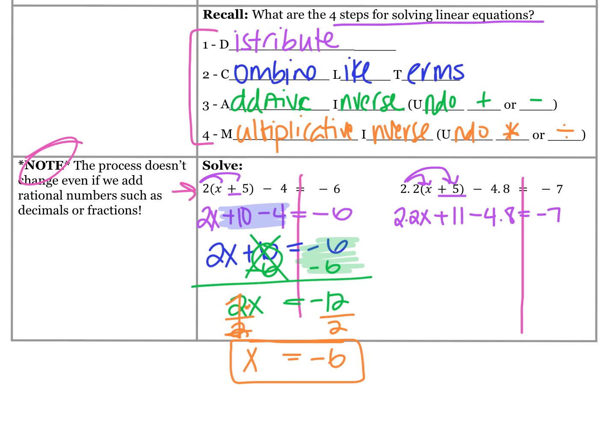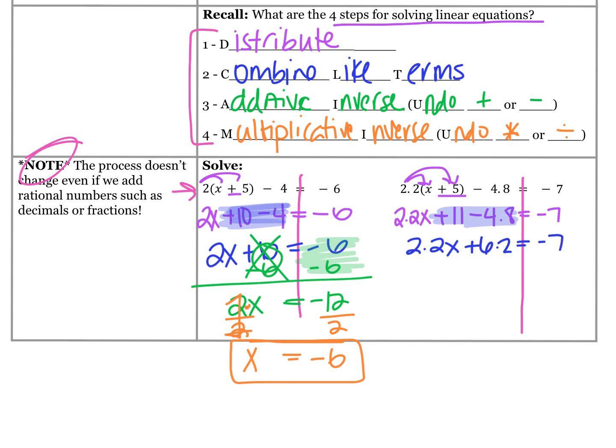Next, we look for like terms. Once again, I have 2 numbers that I can combine, just like I did over on the left side. And so I'm going to have 2.2x. When I combine those like terms, I have plus 6.2 equals negative 7.